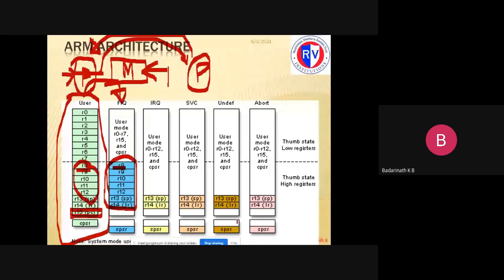So the CPSR register, which holds the status of the program, should also be the same. So they provided the same CPSR in all the modes. Now I'm in the FIQ mode. I finished my program. I go back to the user mode. Now again you start executing this program from wherever you left. Now again you are somewhere in this part of your program.